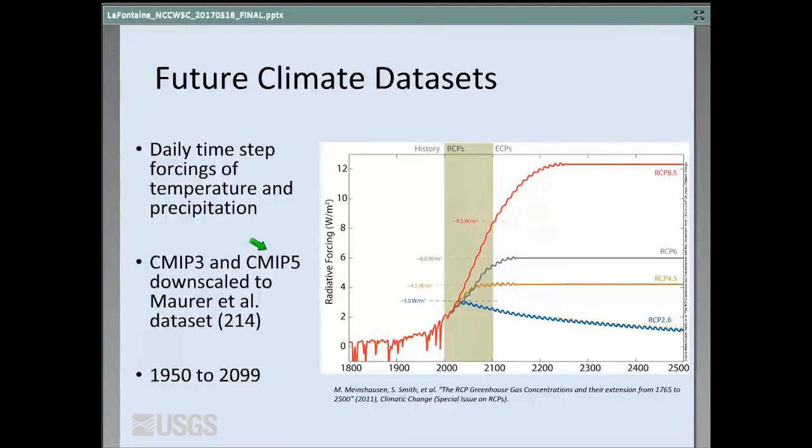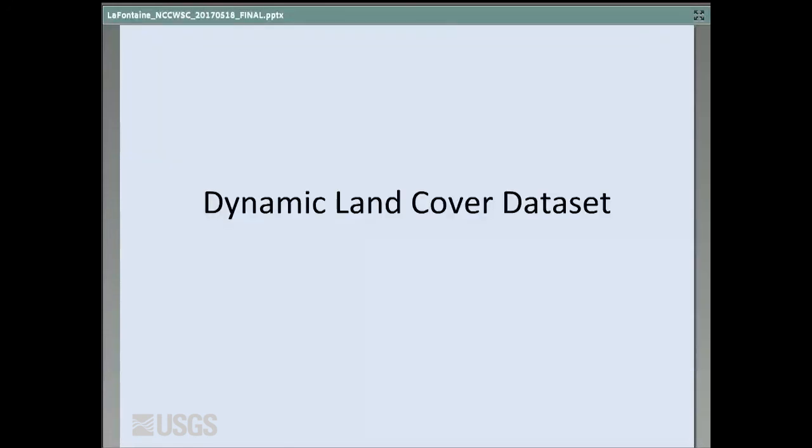In the CMIP3, there were emission scenarios, so different levels of forcings and how that would impact temperatures and precipitation over time. And now with the CMIP5, they've changed to representative concentration pathways, but still meant to provide you some scenarios based on what could happen in the future.